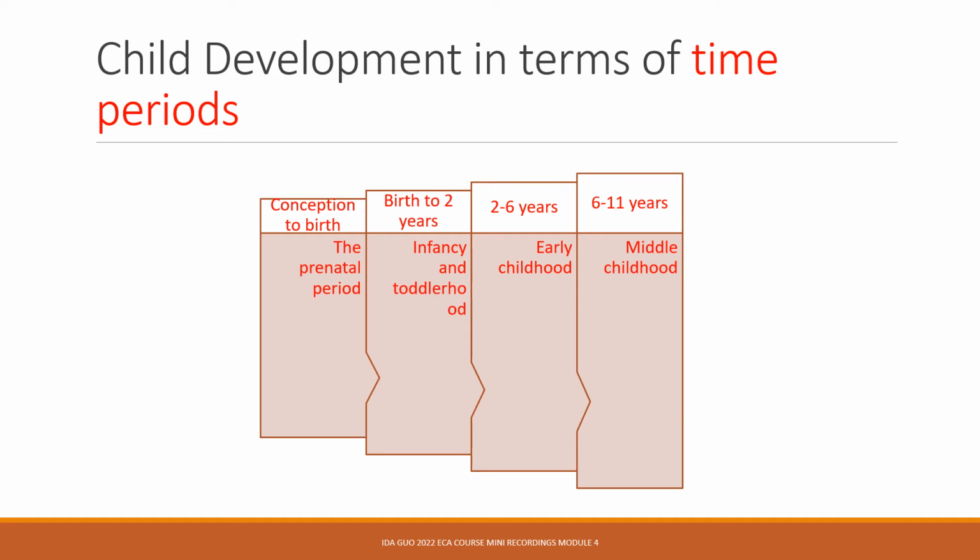So the children from 0 all the way to 12 are the children we're going to see in the daycare. Most of the time we are serving the infants, toddlers, and preschoolers, but in the before and after school programs, we also serve the children from kindergartens and elementary schools.